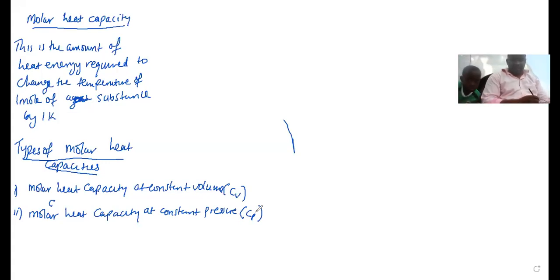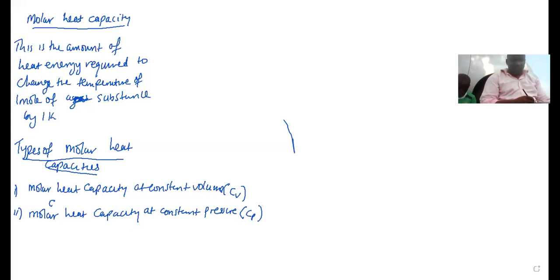Molar heat capacity at a constant pressure. Normally that one is indicated as CP. The other one occurs at a constant volume, meaning the volume is not changing. While this one, which is occurring at a constant pressure, means the pressure is not changing, as we shall see in the definitions.